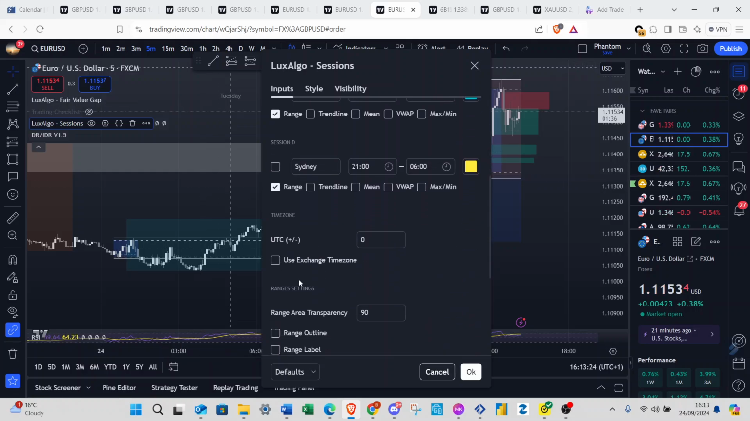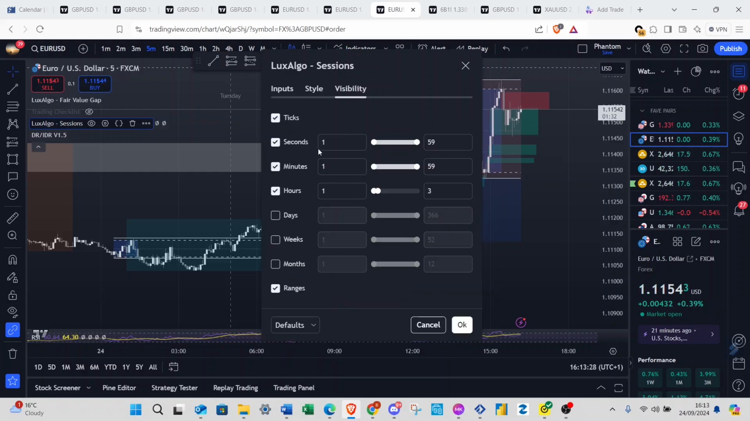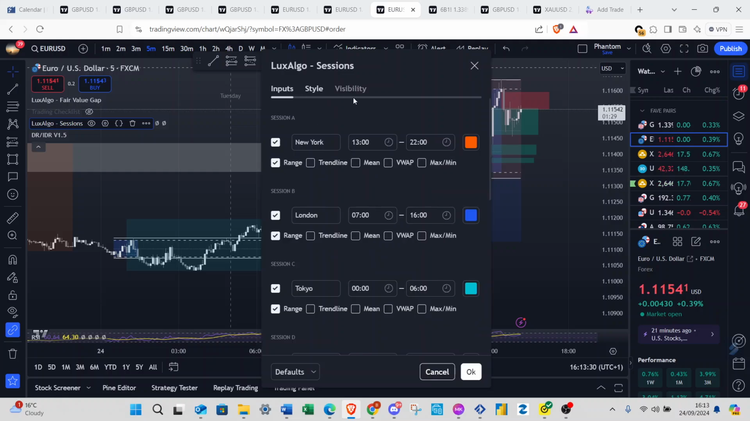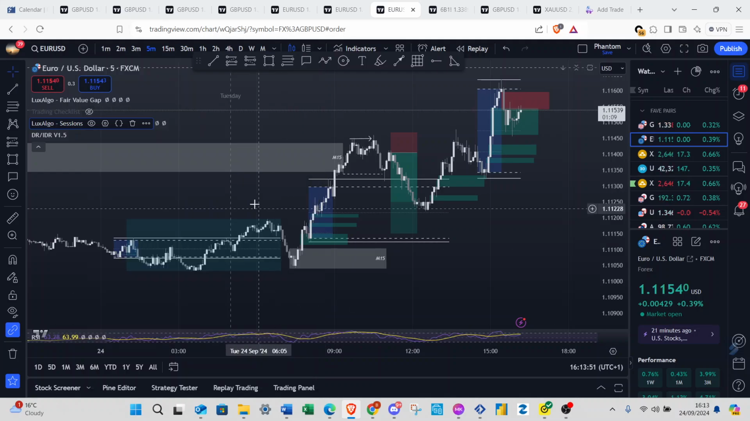We've also got Sydney. You can change the time zone and visibility. You can make it show on whatever you want. You can get the trend line up here. There you go, trend line, mean VWAP. Yeah, I don't know what the VWAP is. I'm going to take that off now. But yeah, that's really all I use.